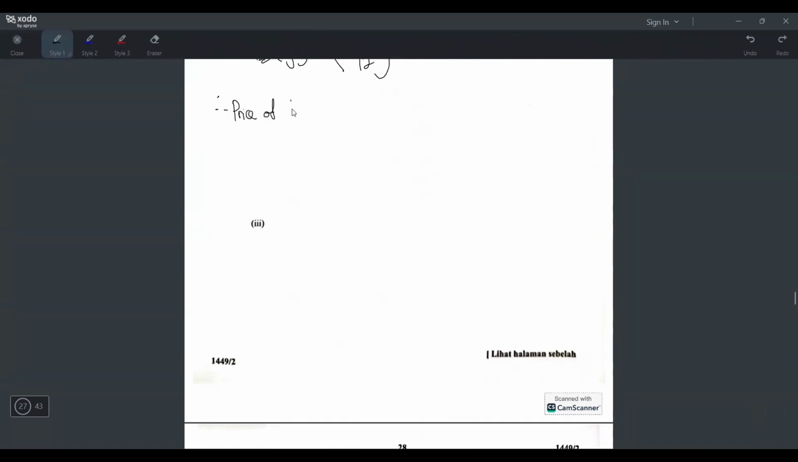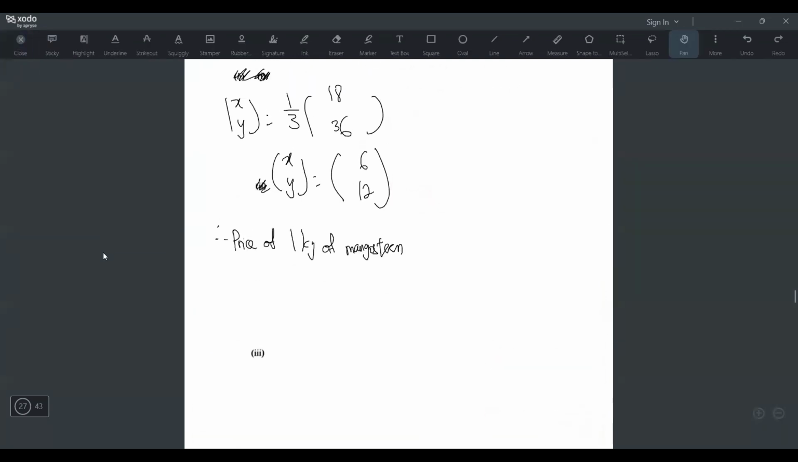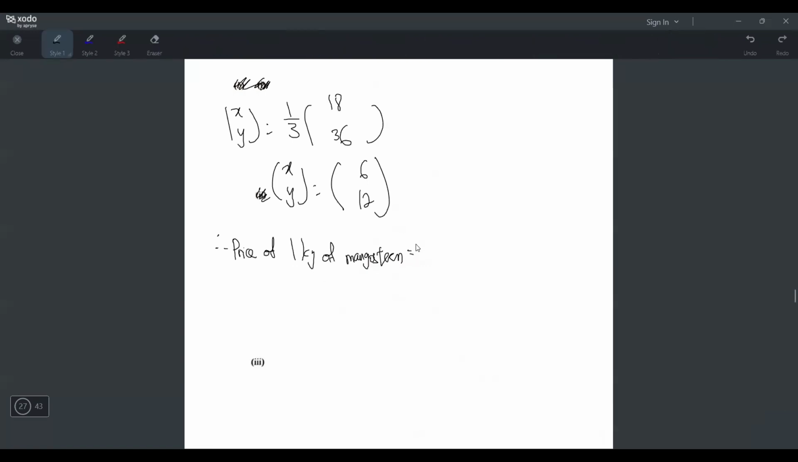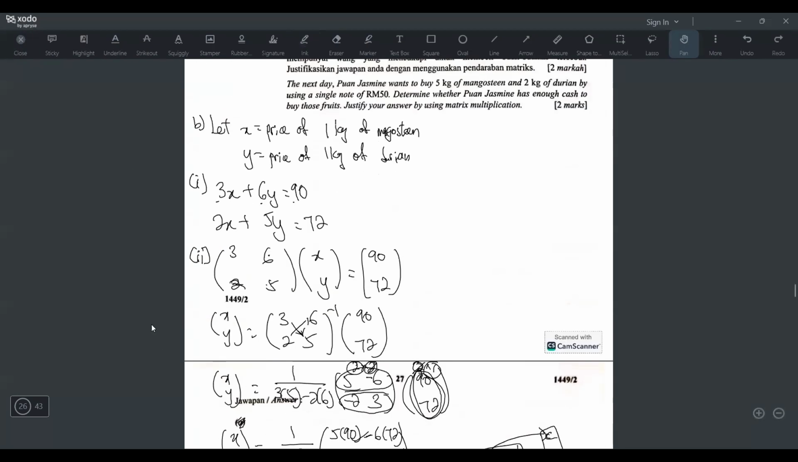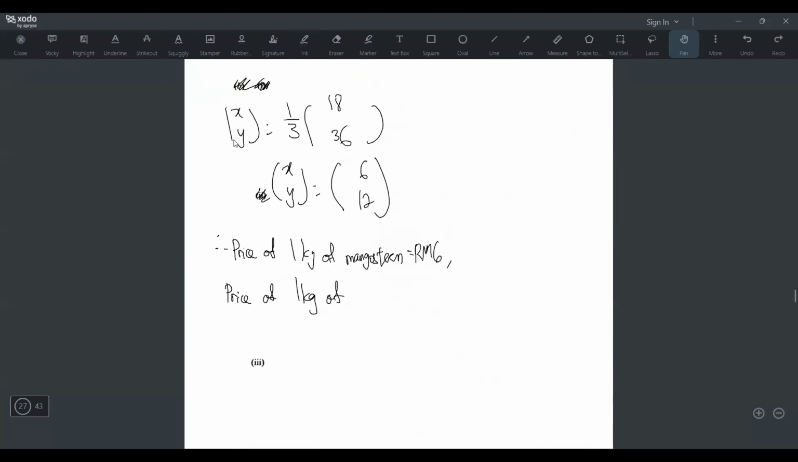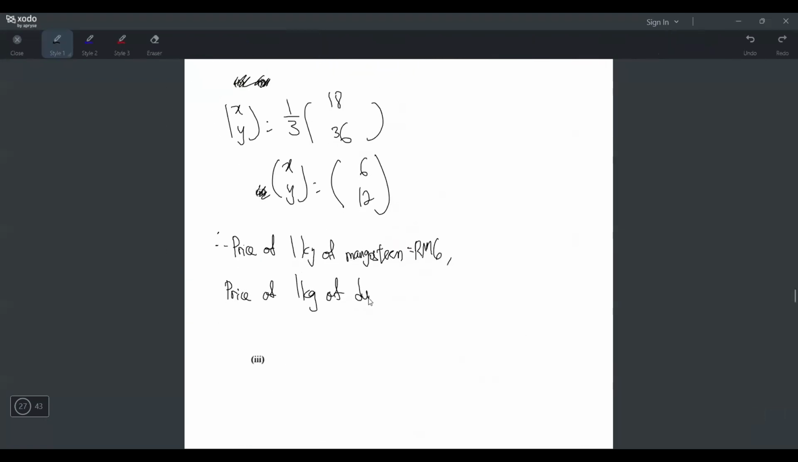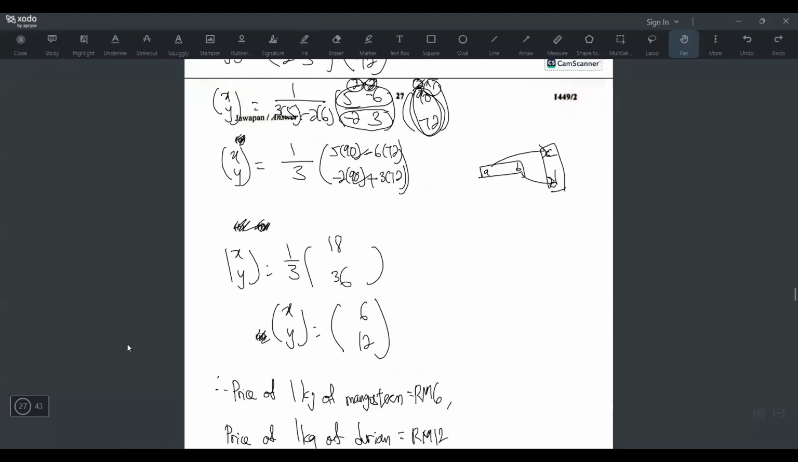Price of 1 kilogram of mangosteen is RMX, right? And what is X? 6. So equals RM6. And then price of 1 kg of, okay, what is it? Banana. No, durian. I thought it's banana. Okay, durian equals RM12. Okay, so that's the answer. That's all. Siap. Okay.